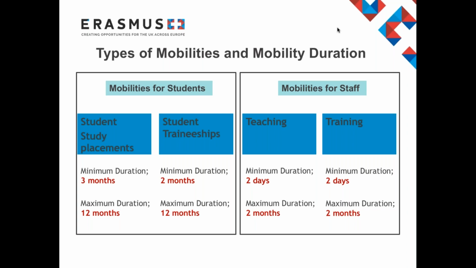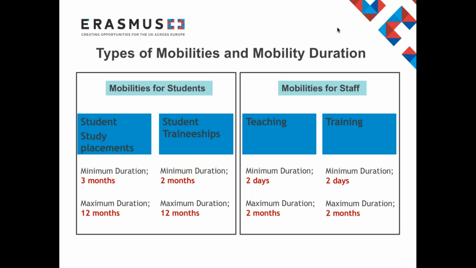Under Key Action 1 for higher education within Europe, there are opportunities for staff and students. Students can take study mobilities at partner universities from 3 to 12 months. Students can also undertake traineeships at organisations from 2 to 12 months. Recent graduate traineeships are also available. Students must be selected before they graduate, and traineeship should be completed within 12 months of the graduation date.